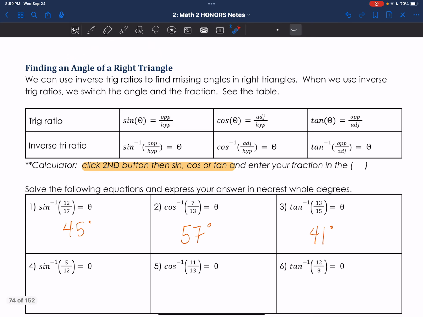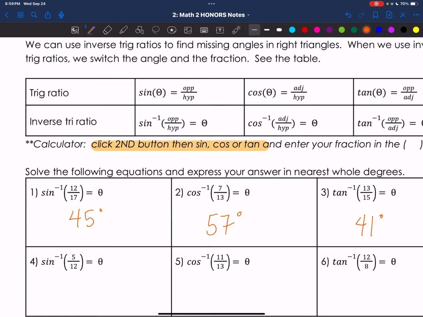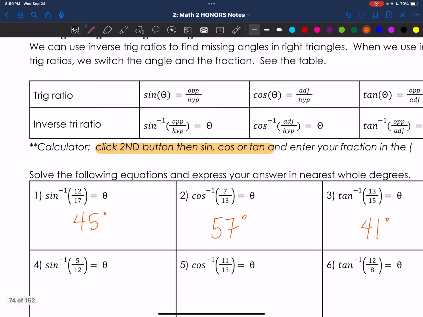So if we need to find the sides, we use the trig ratio. This is for sides. So missing sides. And then we're going to use this one for missing angles.